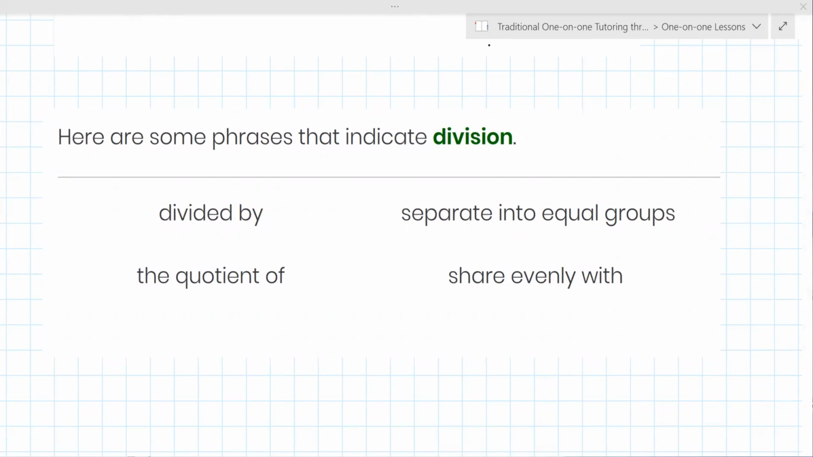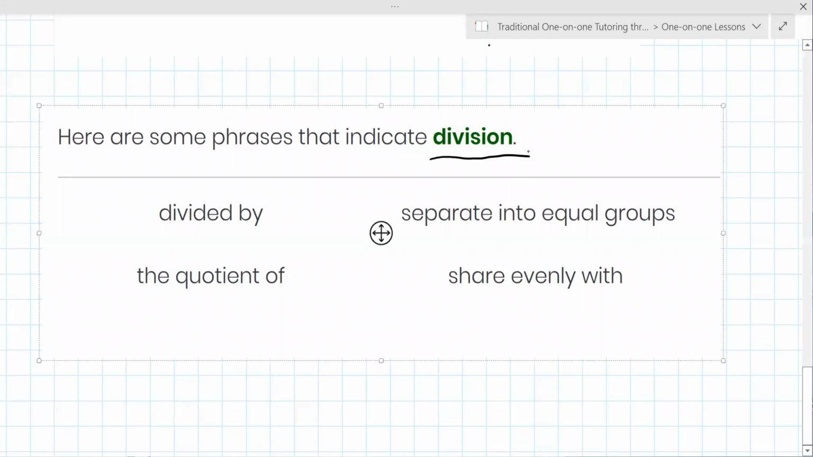Okay. So they actually give you a couple of examples here for us to look at. For division here: divided by, the quotient of, separated into equal groups, share evenly with. These are all words that mean division. Oh, okay.